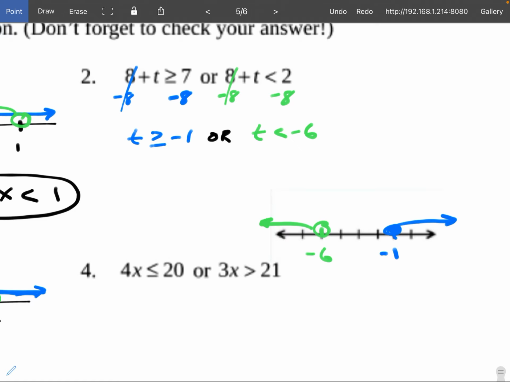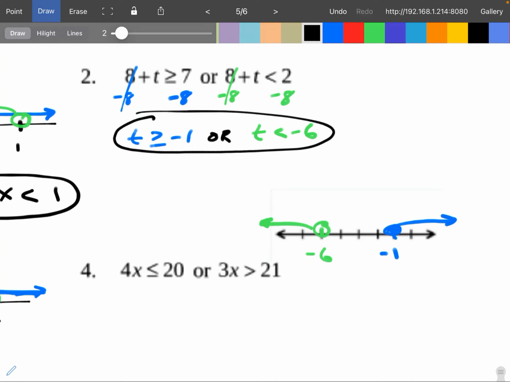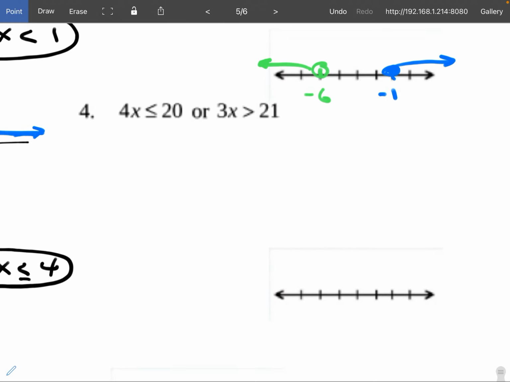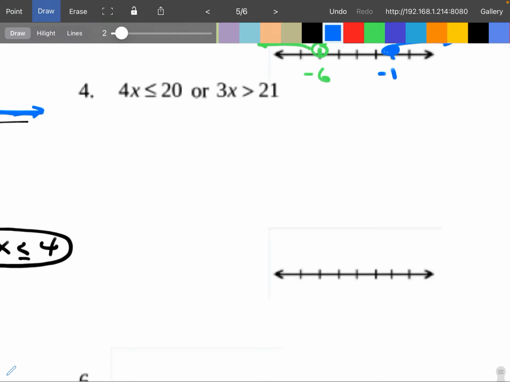Negative 5. Negative 5 doesn't make either one of them true. All right, that's why it's not in a shaded region. Remember, the or the union is anywhere that's shaded. So your solution, you don't have to write it a different way. You don't have to combine it into one statement. Your solution is just this. That's your solution. And then this is your graph. That really means the same thing. That's the graph of your solution.